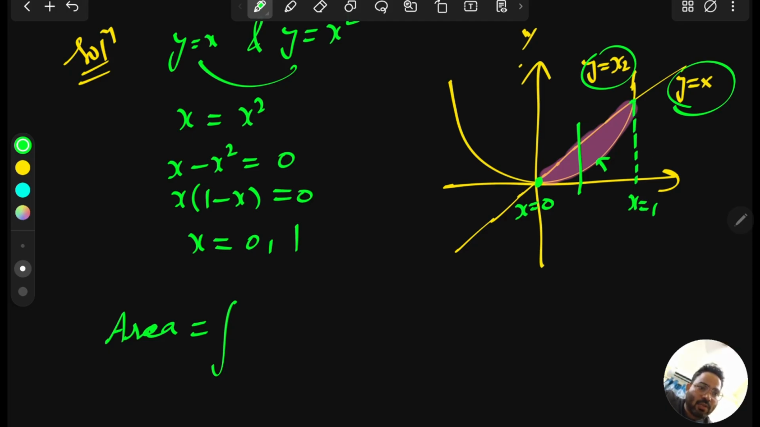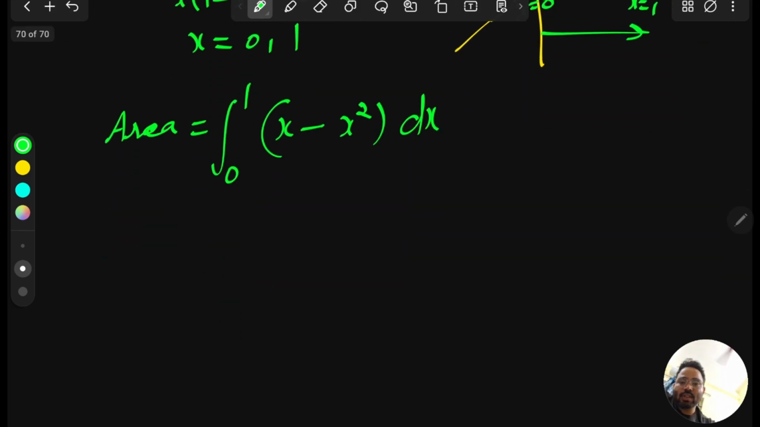So x is going from here to here, and y is moving along this curve. Our area now will become: the upper curve is x, and the lower curve is x square, and x is moving from 0 to 1, with dx. This is the way you can easily find the area by a definite integral.